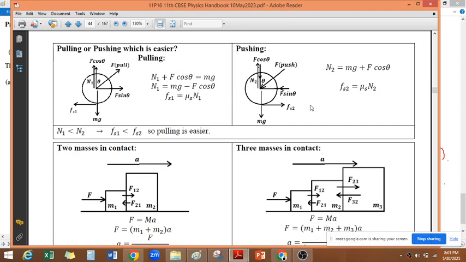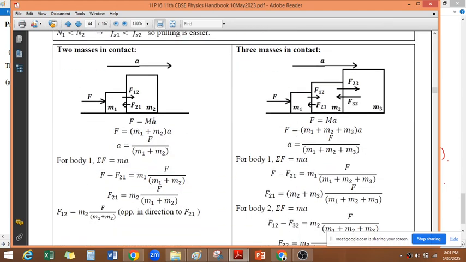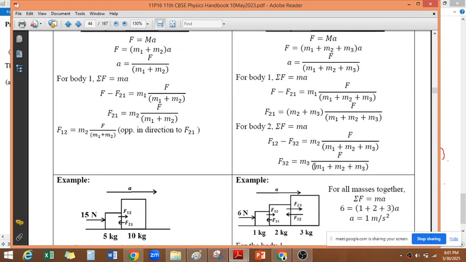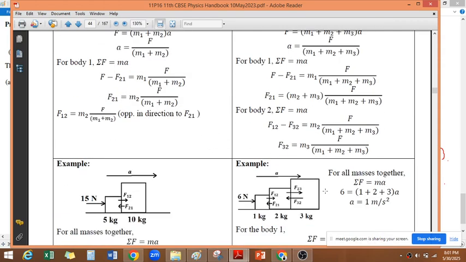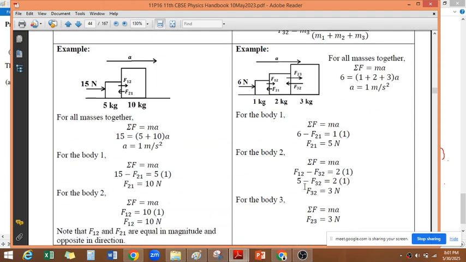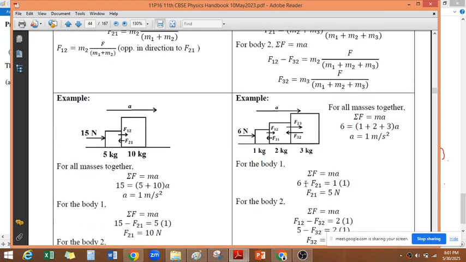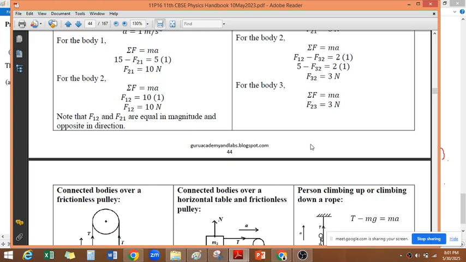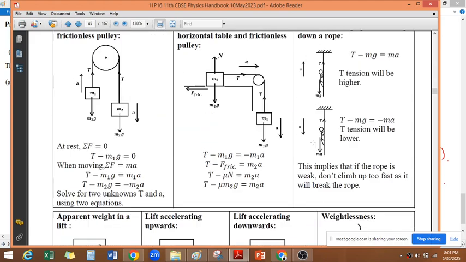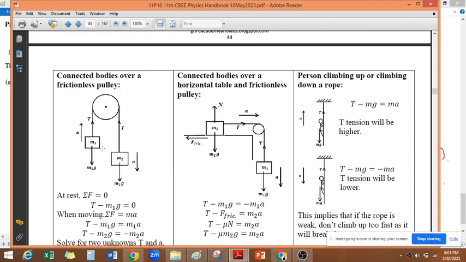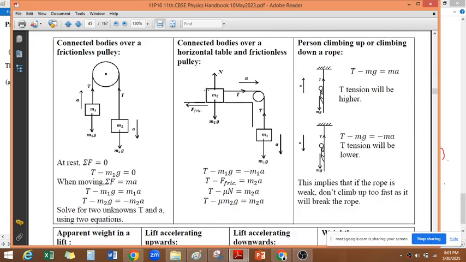Pushing or pulling, which one is easier? 2 masses in contact, 3 masses in contact. You are going to get a lot of problems based on this. I gave some examples also, right? Many students used to complain that they are understanding the theory but they don't know how to apply it in the problem. That's why this example was given. Then this is a very commonly asked question. You will come across this. This is also a very commonly asked question. 1 mass on the table, 1 mass hanging off the pulley.